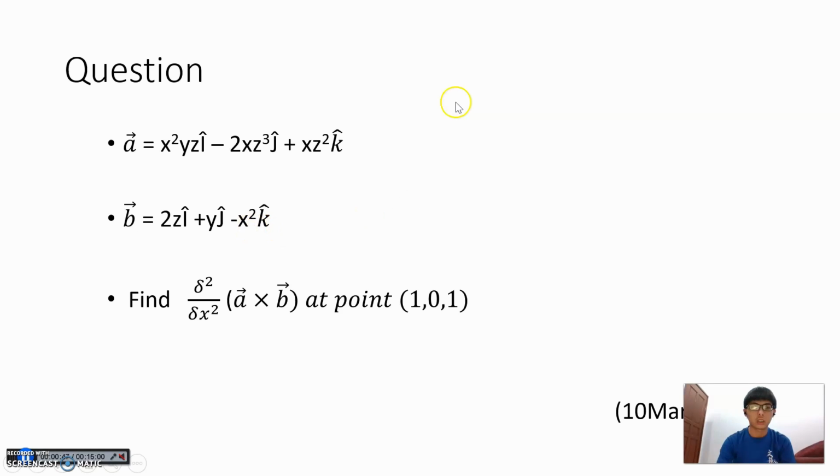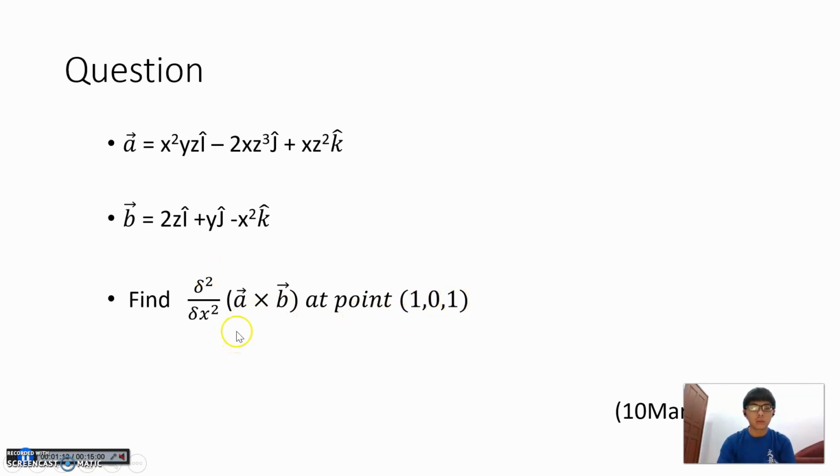Today I'm going to continue to explain about the partial derivative of vector valued function. So the question is shown here. A equals x squared yz i minus 2xz cubed j plus xz squared k. B equals 2z i plus y j minus x squared k. The question is to find the second partial derivative with respect to x of A times B at point (1, 0, 1).